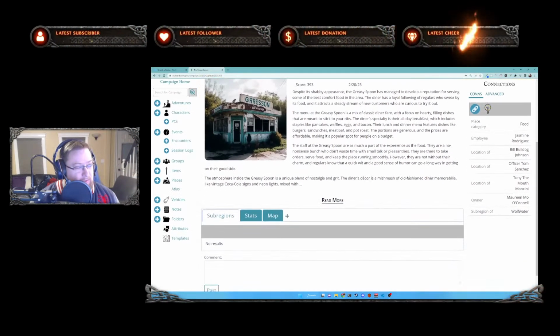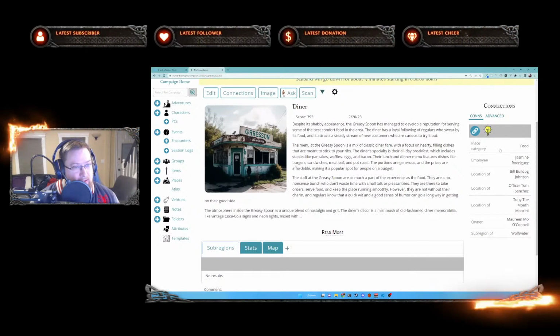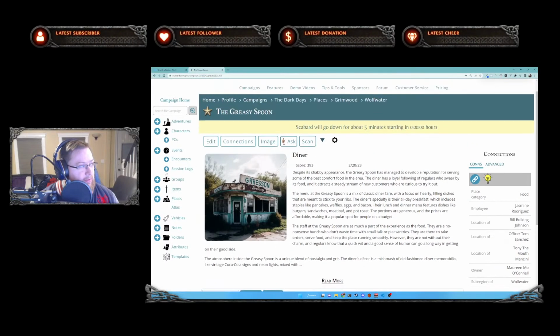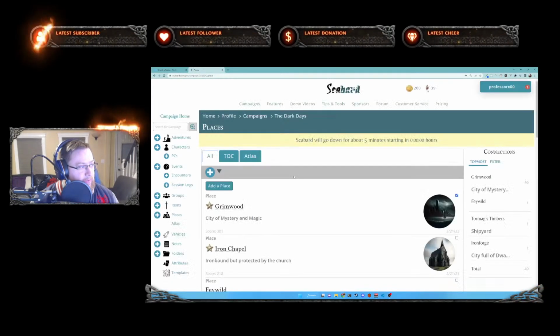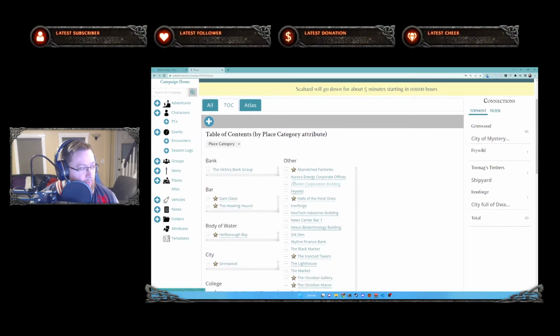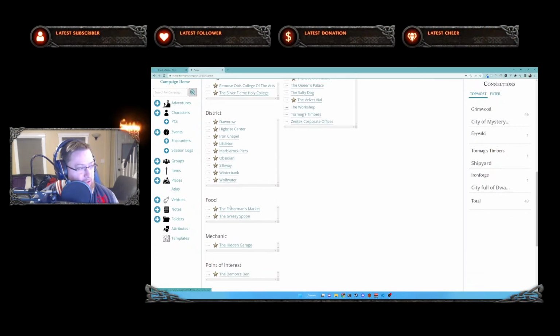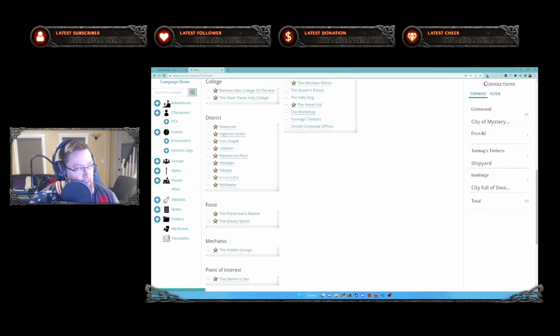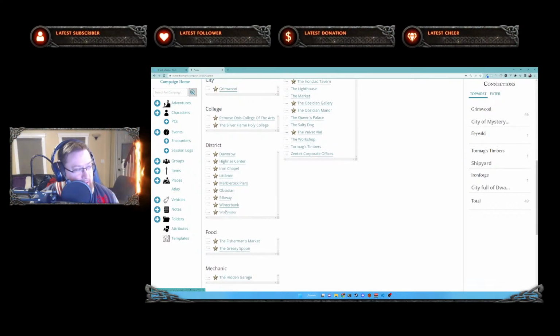What's cool about the connections is I've labeled this as a place with the category of food. So I go to my table of contents, and I have a food section that separates out my places so I know what's going on. I also have all my districts separated. These are the 9 districts in Grimwood.